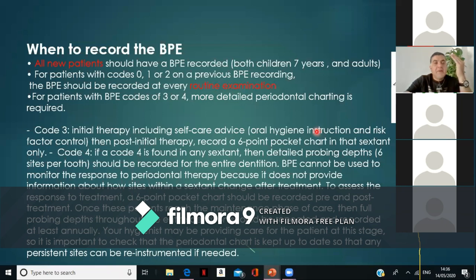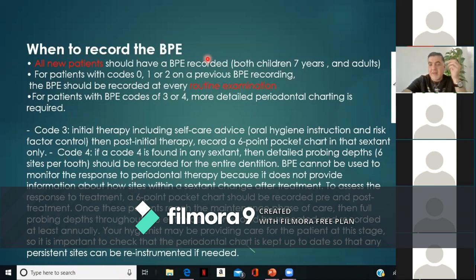Now, how do we record? For any new patient, we need to do a BPE. BPE will give you an idea about what's happening. It's quick. Every day we see 30 to 35 patients, so for a checkup I book 10 minutes. So you need to be quick, and with legal obligations, you need to make sure that you are doing a proper assessment of the gingiva. Here in the UK, they recommend this BPE, which is quick and effective and gives you a very quick idea.